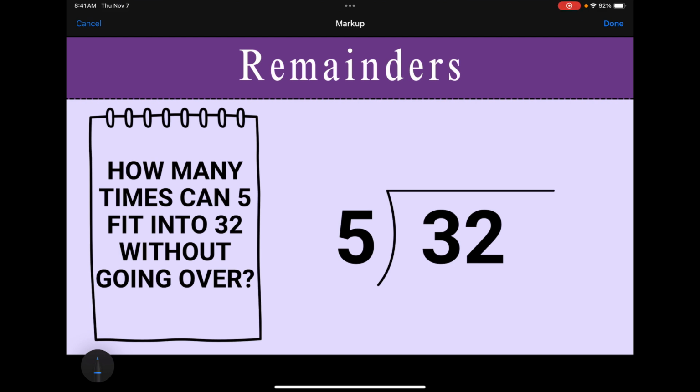Let's do this next one. How many times can 5 fit into 32 without going over? How many whole times can we skip count by 5s before we get over 32? So again, I'm going to skip count. 5, 10, 15, 20, 25, 30, 35. Can't count that one because it went over 32. So 5 can fit into 32 6 whole times. That got me to 30. What's the difference between 30 and 32? Our dividend, 2. So remainder 2.